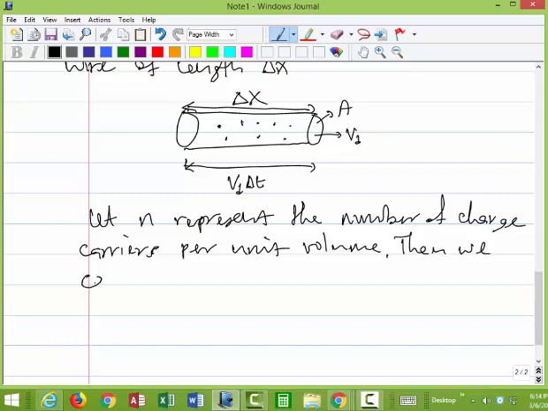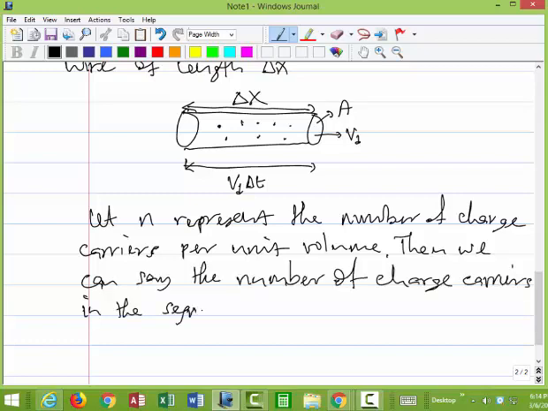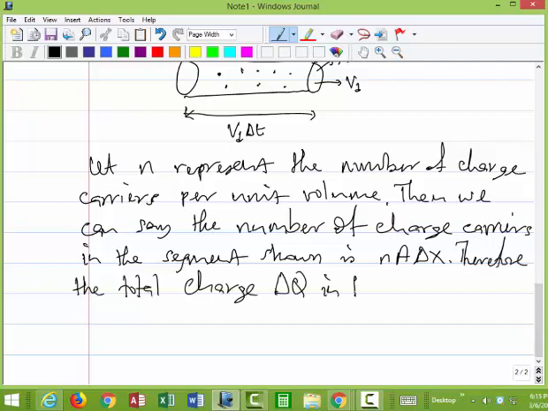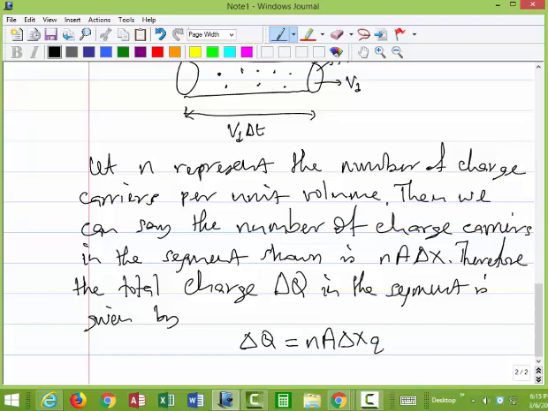Then the number of charge carriers in the segment shown is given by n times A delta x. It's just a number density times the volume. And the total charge delta Q in the segment is delta Q equals n A delta x times q, where q is the charge on each carrier.